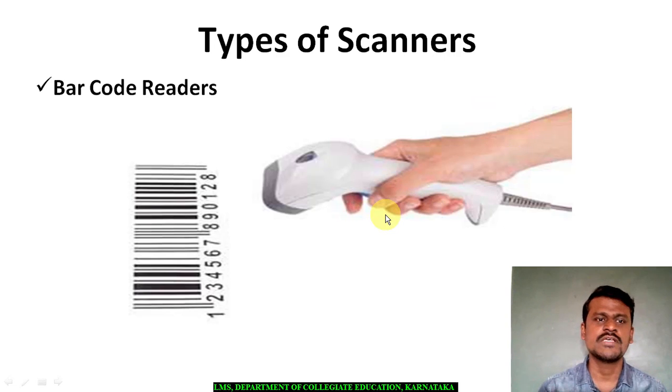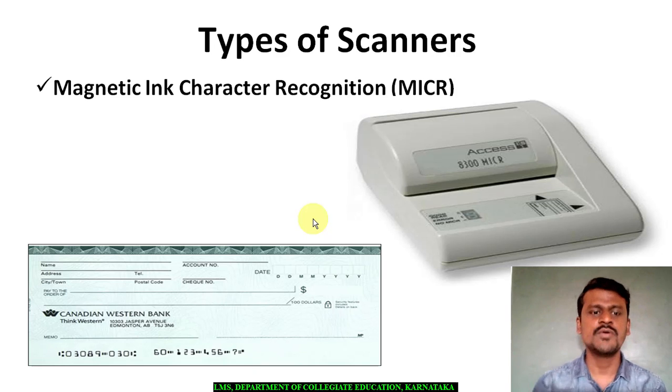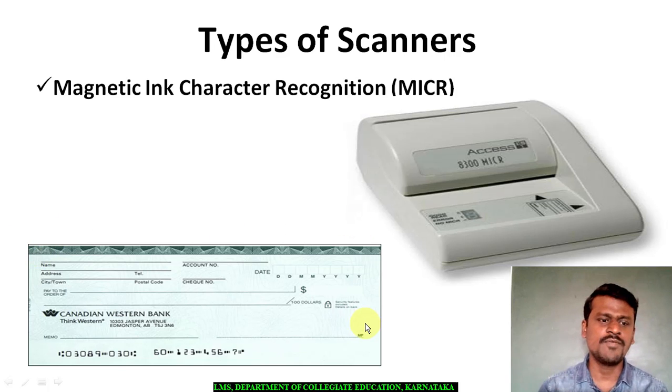Now we will see one more scanner, that is magnetic ink character recognition. This is a special type of scanner which is mainly used in the bank. In the banking sector, they use this magnetic ink character recognition scanner. So what do they use it for? You can see here, this is a type of check which will be used by these magnetic ink character recognition scanners to read the information.